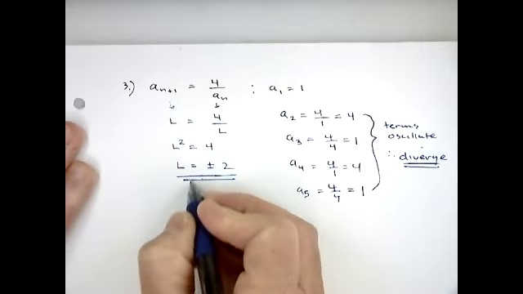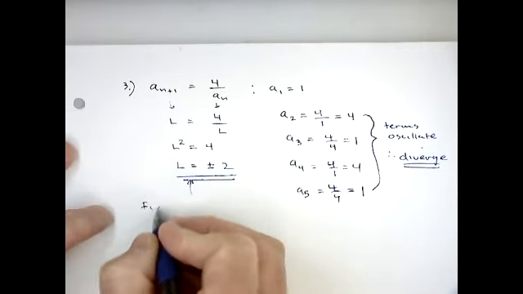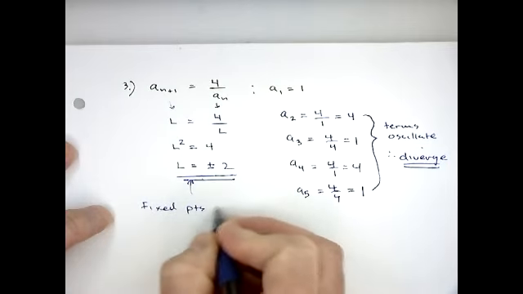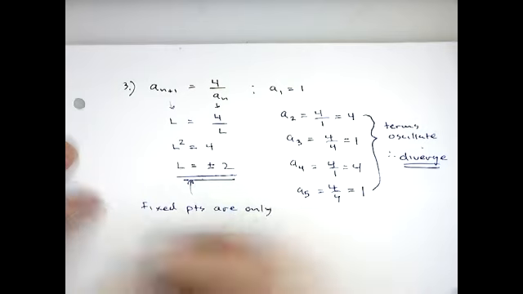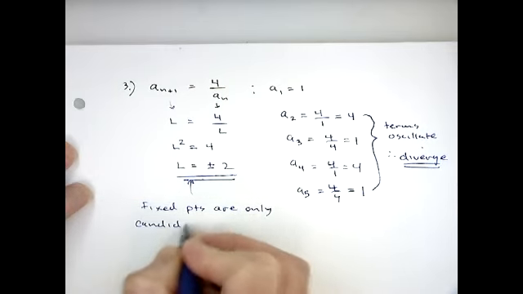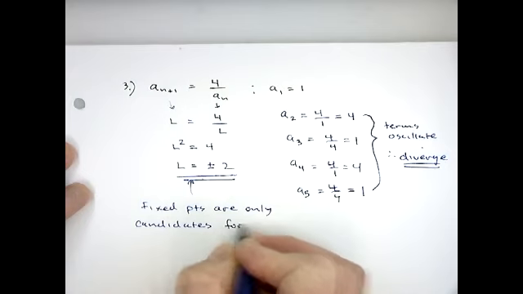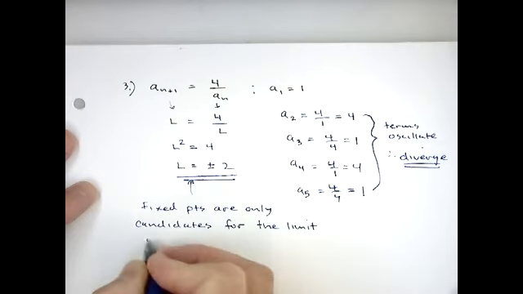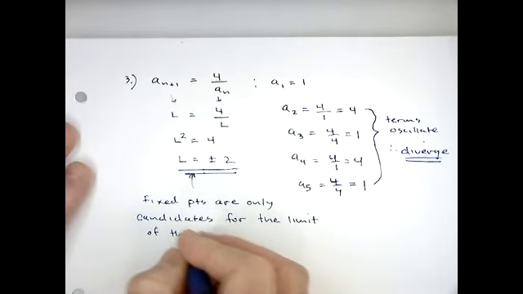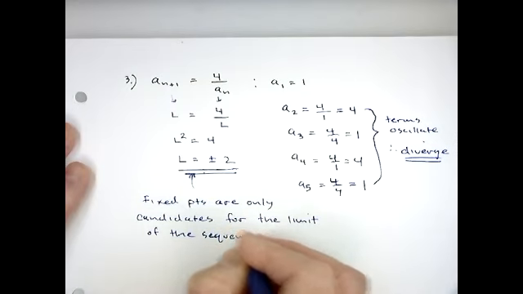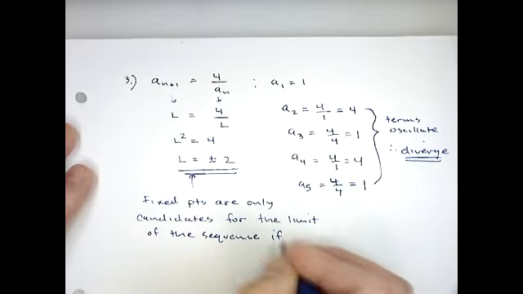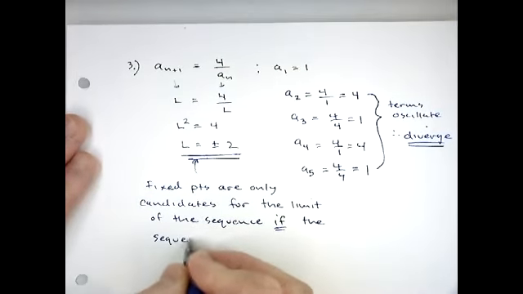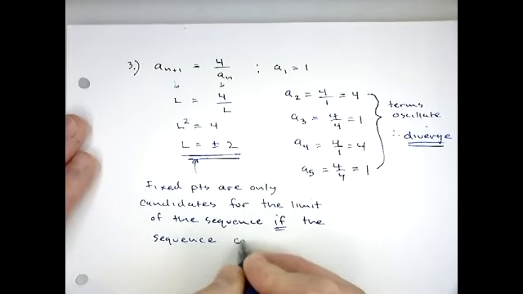So maybe just one note on this. Fixed points are only candidates for the limit of the sequence if, and I'm going to underline if, the sequence even converges. In this case, the sequence didn't converge. If the sequence converges.